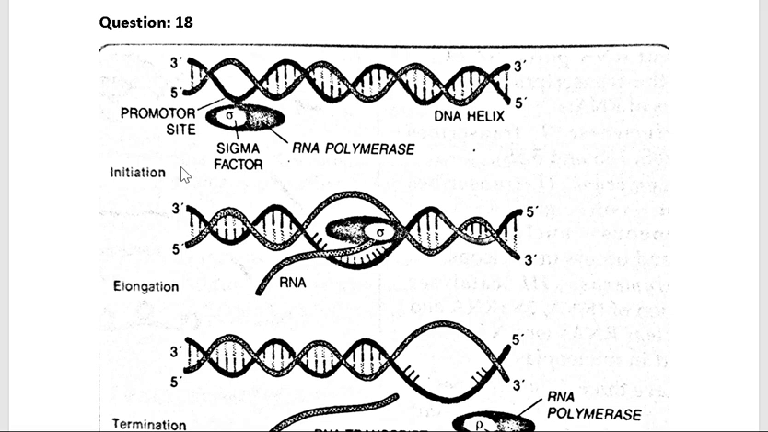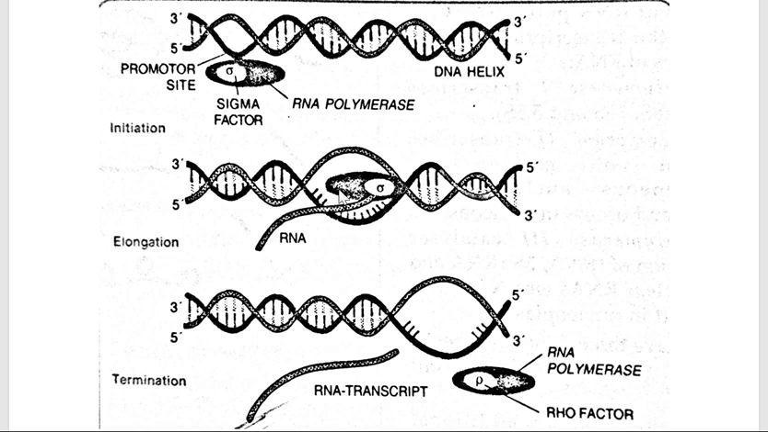Then base pairing. The base pairing will be done by RNA polymerase. Conversion of ribonucleoside triphosphate to ribonucleoside monophosphate. Then formation and elongation of the RNA polynucleotide chain. Here the elongation is shown in the second diagram. The strand of the DNA which you use to form the RNA will be known as the template strand. By following the template strand of the DNA, the mRNA will be formed.